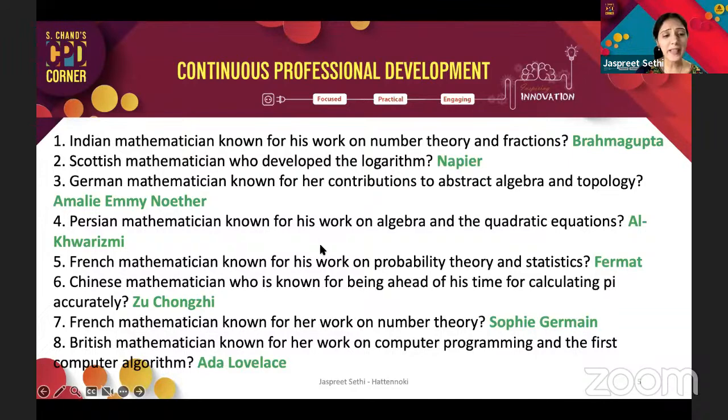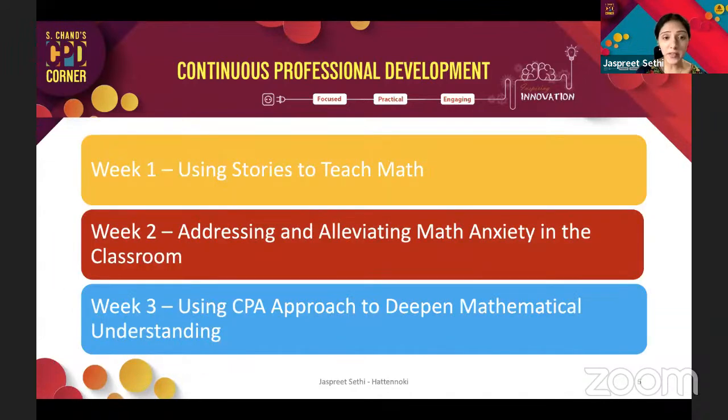And as we play this game, it brings me into our segment today, which is our continuation on using stories to teach math. Saryu, you can close the chat. And thank you so much, everyone, for participating and being part of this.